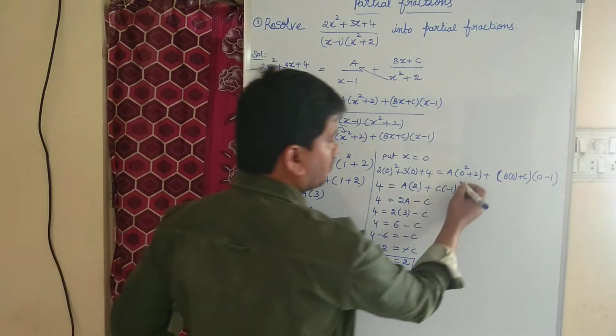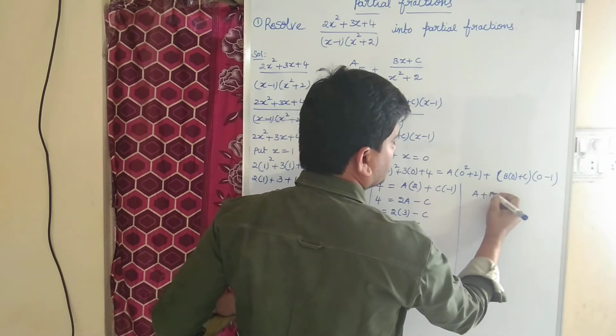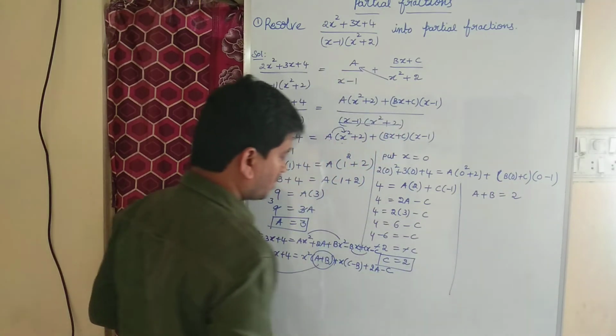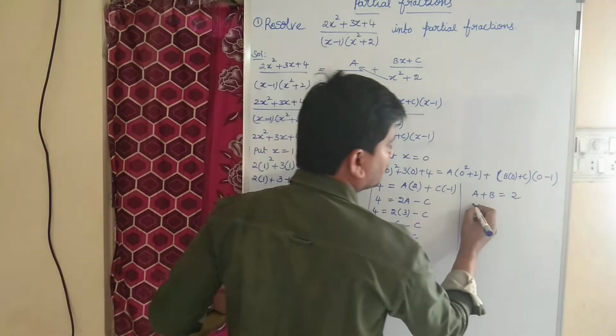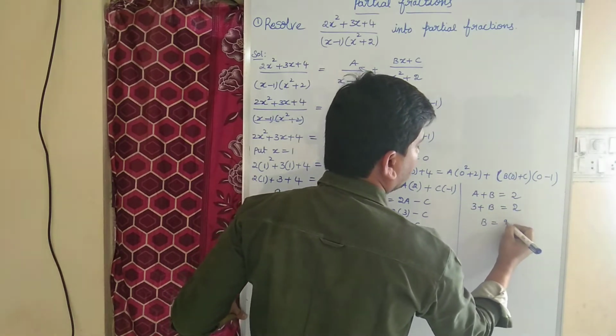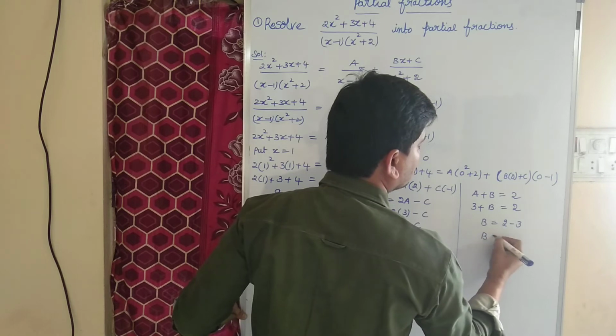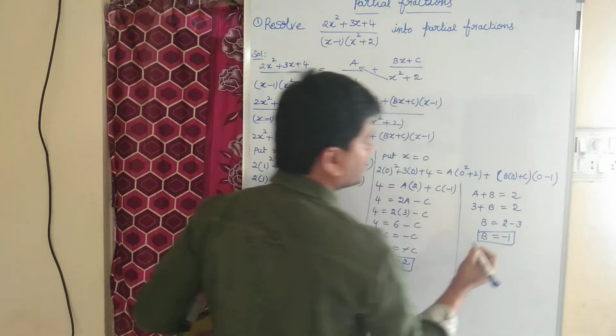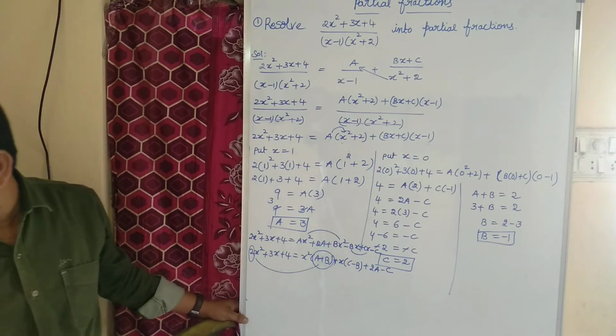So a plus b equal to how much? A plus b equal to 2. As we got the value of a is 3, so 3 plus b equal to 2. So b equal to what? 2 minus 3. So what is the value of b, children? As the value of b is minus 1, right?